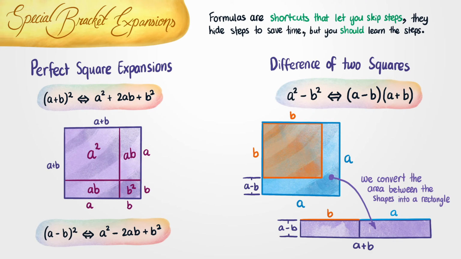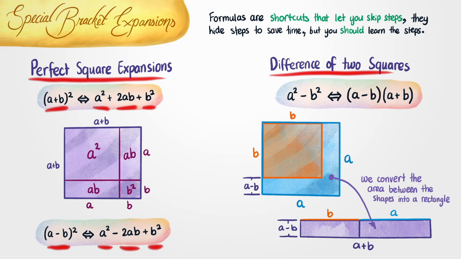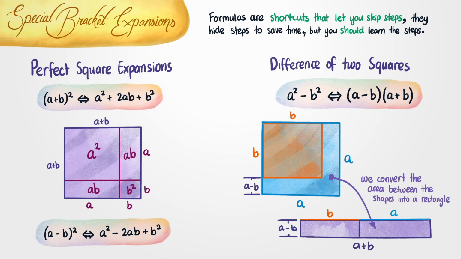Now I'd just like to summarize this lesson. In this lesson, we talked about two special bracket expansions. Very specifically, we talked about the perfect square expansion and the difference of two squares. We found that if you have a plus b all squared, you can rewrite this as a squared plus 2ab plus b squared. If you have a minus b all squared, you can write this as a squared minus 2ab plus b squared. In general, the idea is if you have a plus here, you're going to have a plus as the first sign. If you have a minus, the first sign is also going to be a minus, but the second sign is always a plus in these two expansions. We also found that if you have a squared minus b squared, you can rewrite this as a minus b times a plus b, and we got that just by rearranging this area over here into this rectangle.